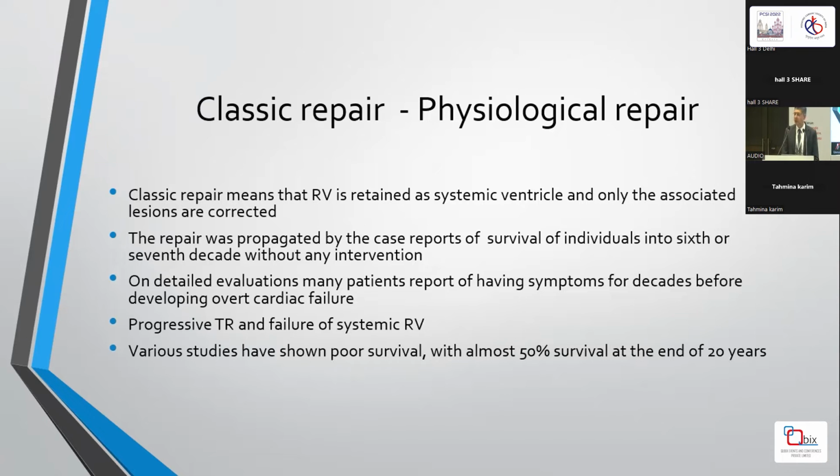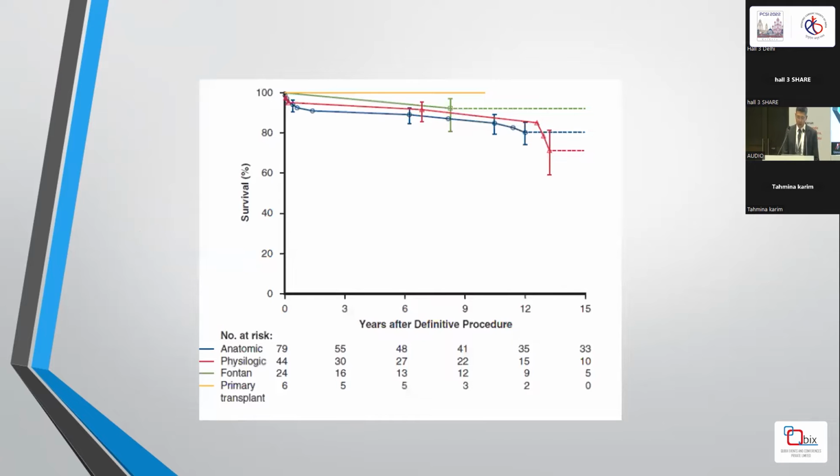Various studies have shown that most CTGAs, if the RV is left as the systemic ventricle, have a survival rate of just 50% at 20 years. So the classical CTGA repair has been given up. This is non-controversial, and this is reflected similarly by the graph.